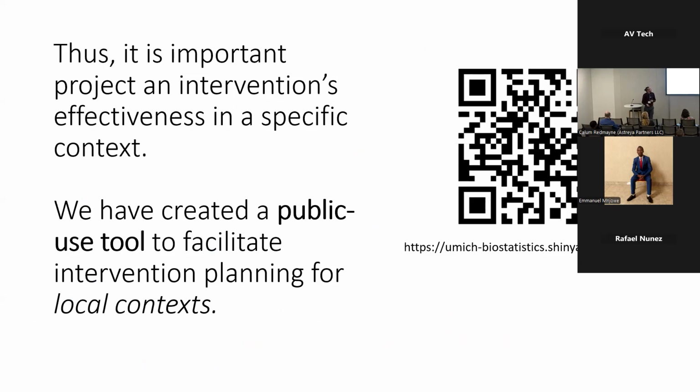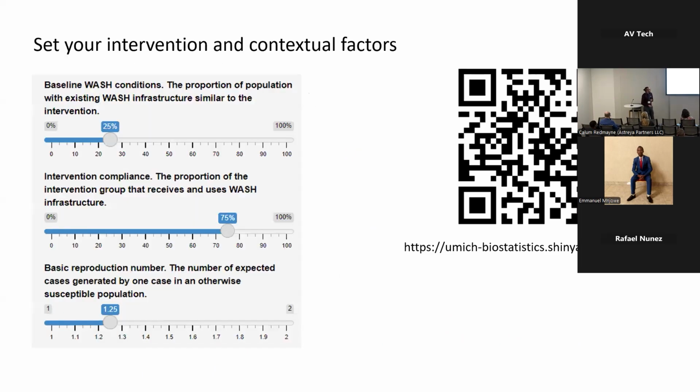And so we're interested in projecting an intervention's effectiveness for any given context. And so we've developed this public use tool to hopefully facilitate this intervention planning for local contexts. I've left this QR code up over the next couple of slides, so if that's of interest, you'll be able to check it out there. And so what you're going to be able to do here is play around with some of these factors. This is just a couple of them that would fit on the slide. So you can change your baseline conditions to reflect your local context. You can change the intervention compliance.